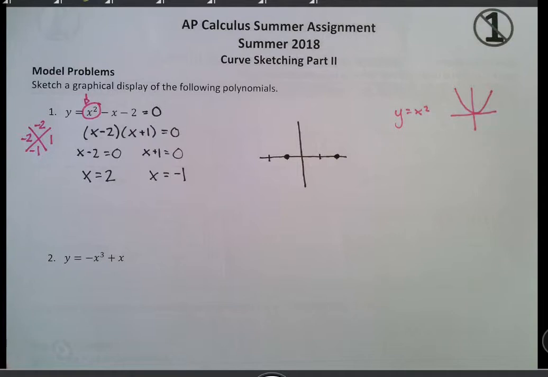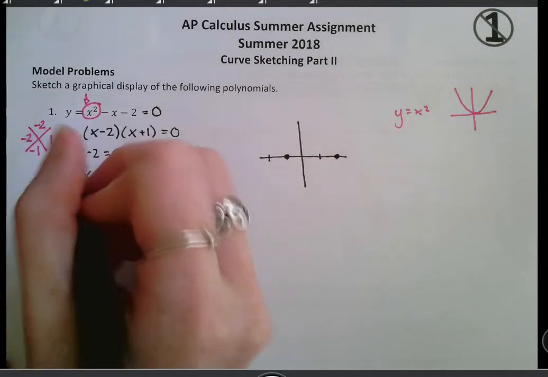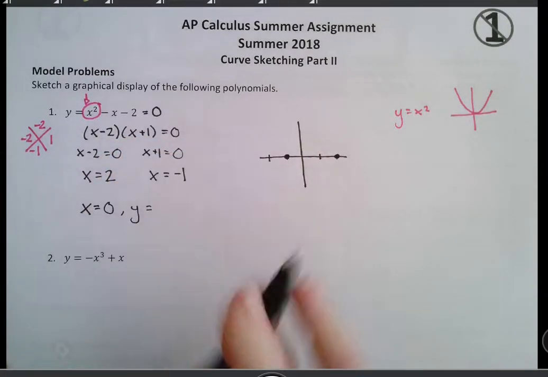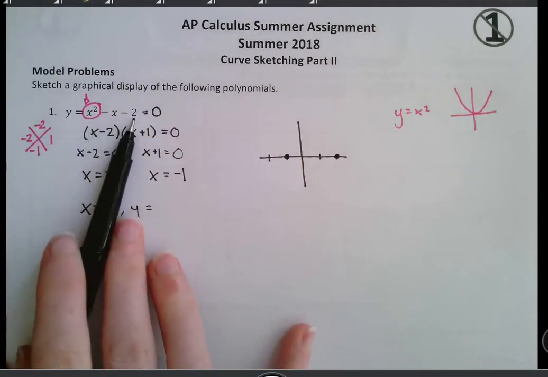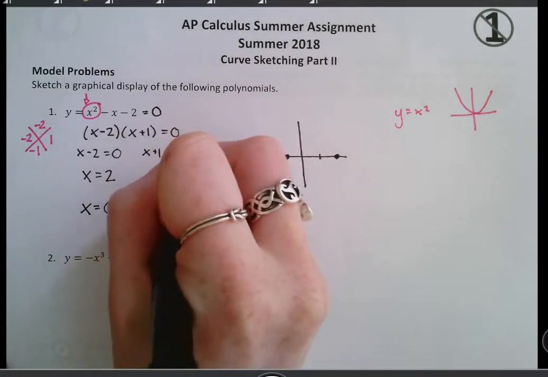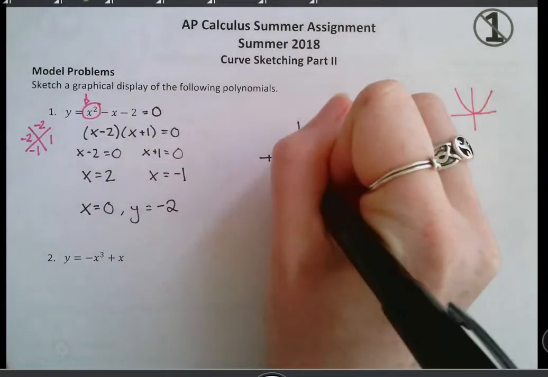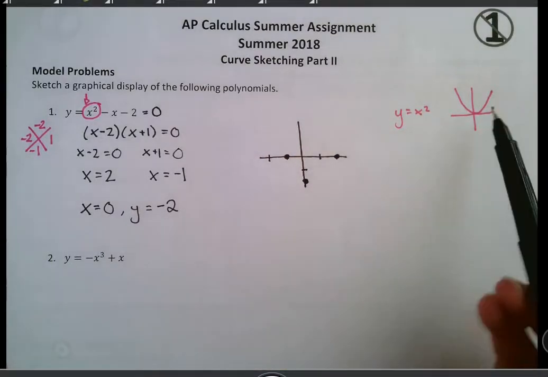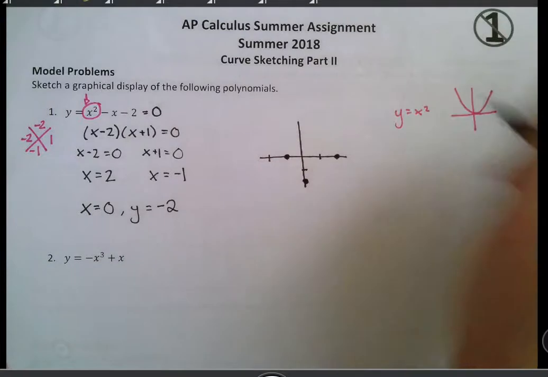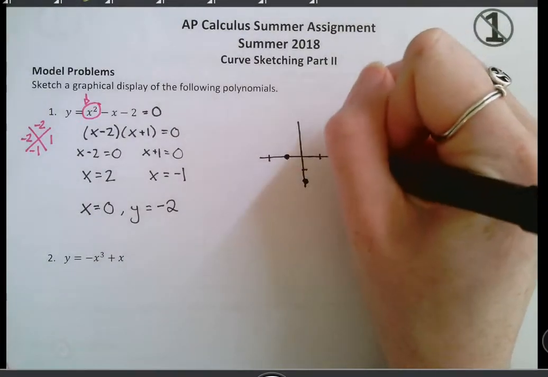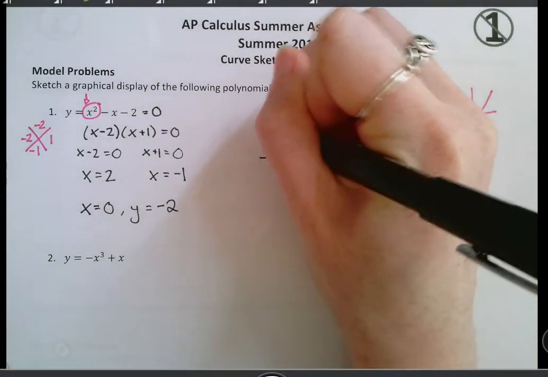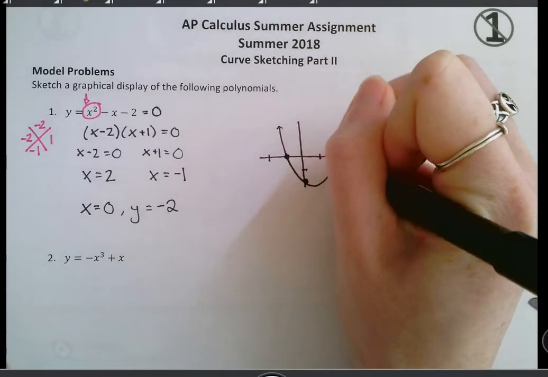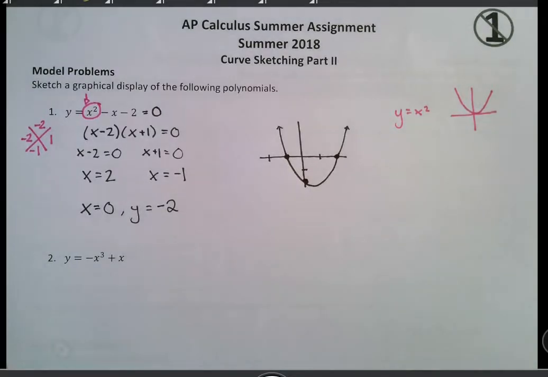One other point I can find to help us graph this is the y-intercept. When x is equal to 0, what is y equal to? Well, it's going to be 0 minus 2, so y equals negative 2. So over here, 1, 2, we also know it must go through this point. From each of the zeros, because it's going up, it will be going up from each of these as well. But they need to go through this point down here, so it's going to come down and look something like so. That is all we need for this.